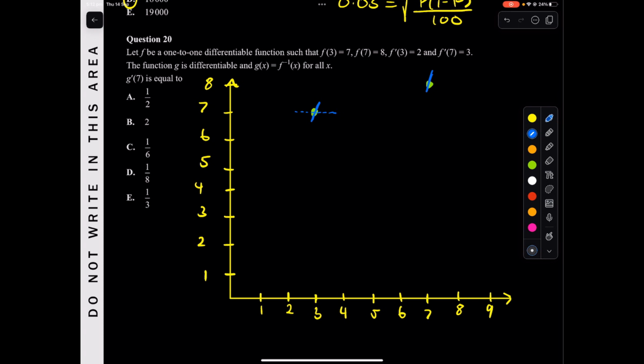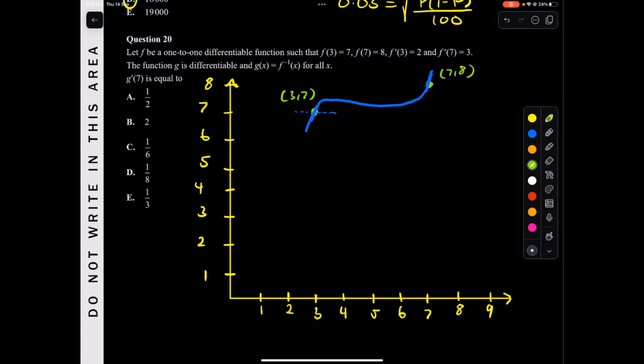Knowing this, I'm just going to join them nicely, like that. Okay, just want to make sure. This is here 3 on 7, and this is 7 on 8.